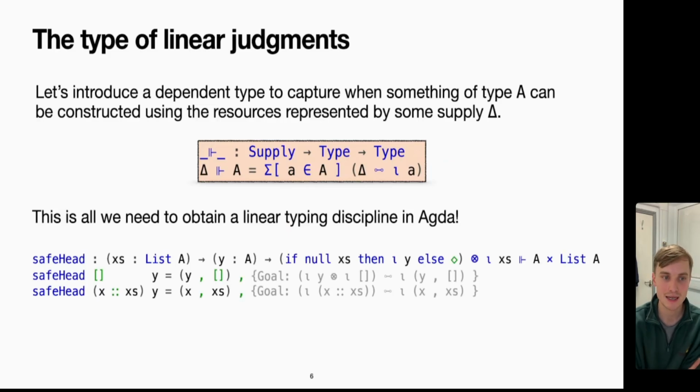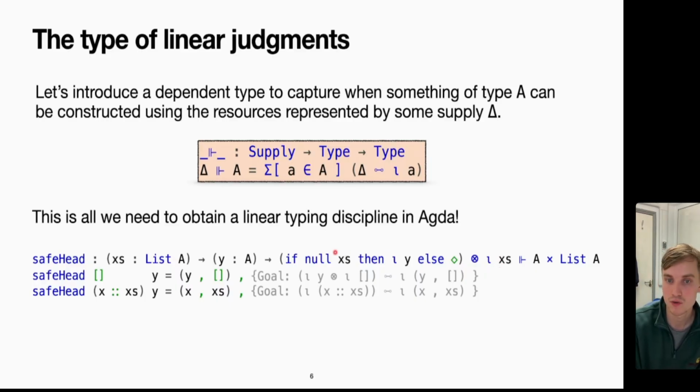For instance, we can type our safe head function, which, as you remember, took in a list xs and an element y. And now we construct something of this linear entailment type. So this here on the left-hand side is the supply that we are looking at. And then on the right-hand side, we have the output type that we try to construct. So we want to construct a pair of an A and a list of As. And the supply is now actually performing some computation, right? Because it's just something that lives inside the type theory.